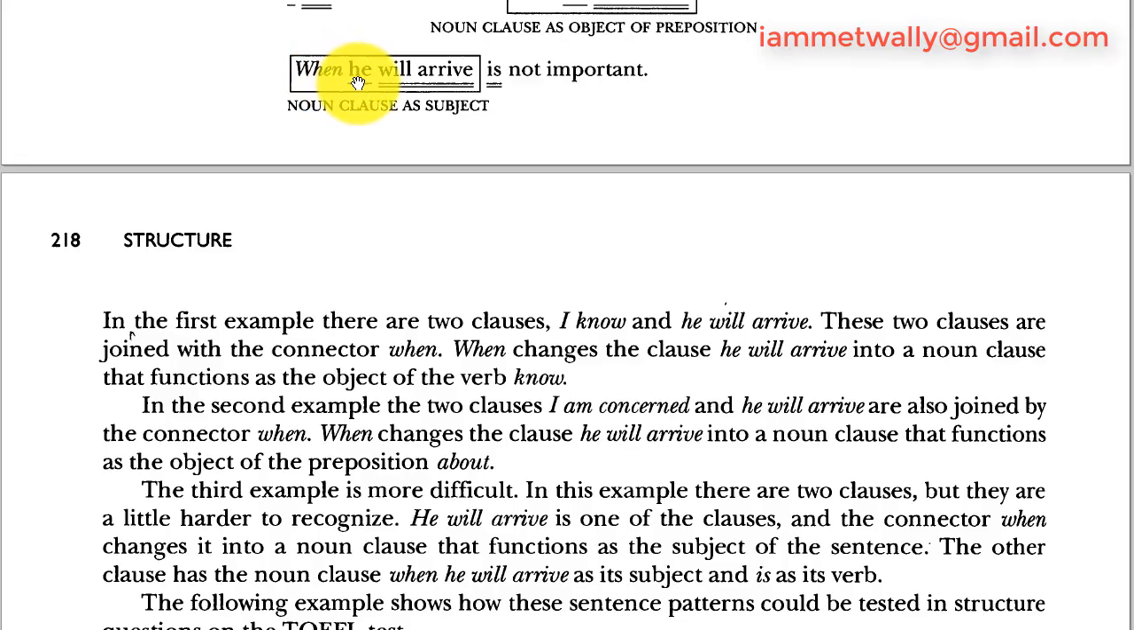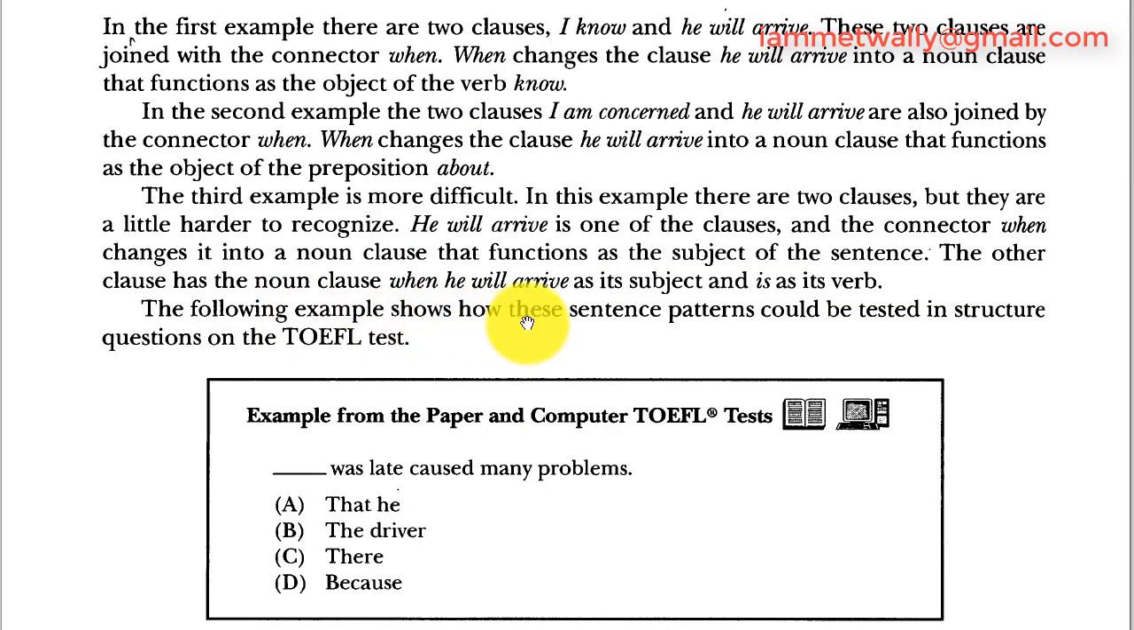Then I have he, the subject of the verb will arrive. And then I have the verb is, which doesn't have a clear subject here because he cannot work as subject for two verbs. So where is the subject of the verb is here? It's the whole clause with the connector. So when he will arrive, all of it together is the noun clause that functions as the subject of the verb is. And it includes inside itself another clause, which is he will arrive. So it's compound. The following example shows how this sentence pattern could be tested in a structure question on the TOEFL test.